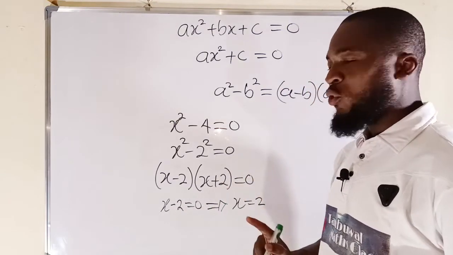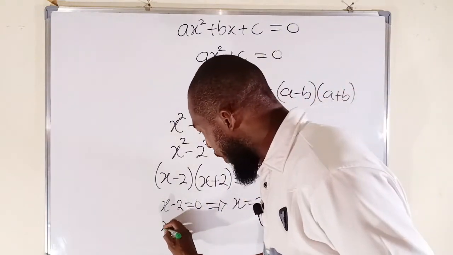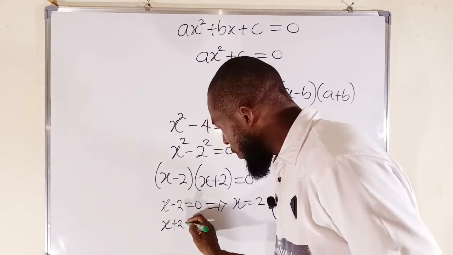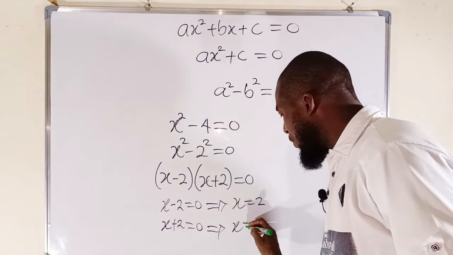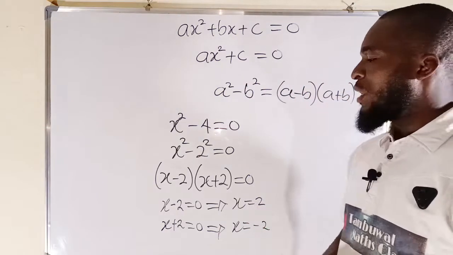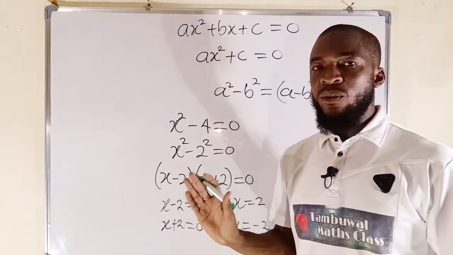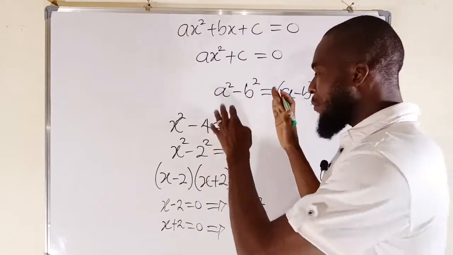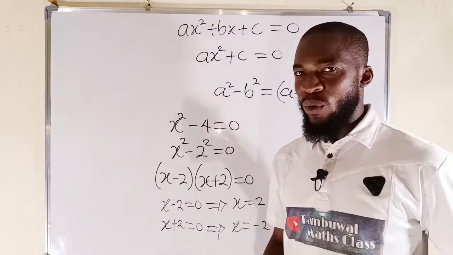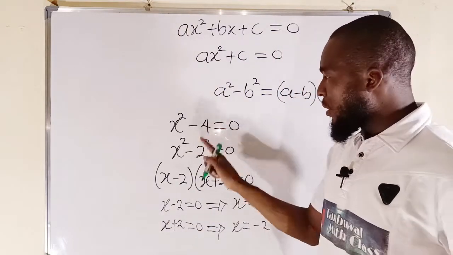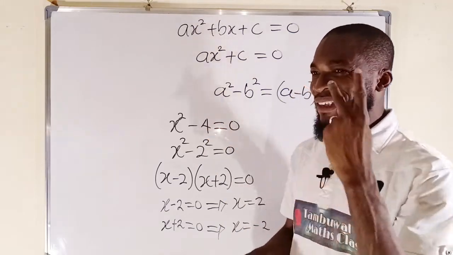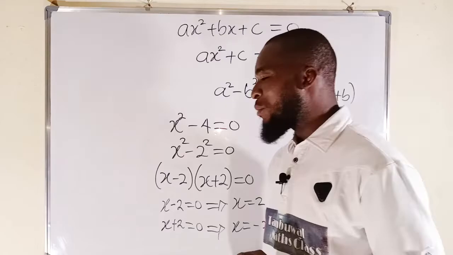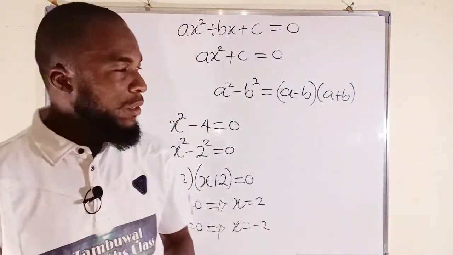And if you set this one to be equal to 0, that is x plus 2 equal to 0, it implies that what? X must be equal to negative 2. So you see, this is exactly how to solve a quadratic binomial applying difference of two squares. But the question is, what if this number is not a perfect square number? This is why I say in each case we're going to have 2 examples. So let's take the second one.